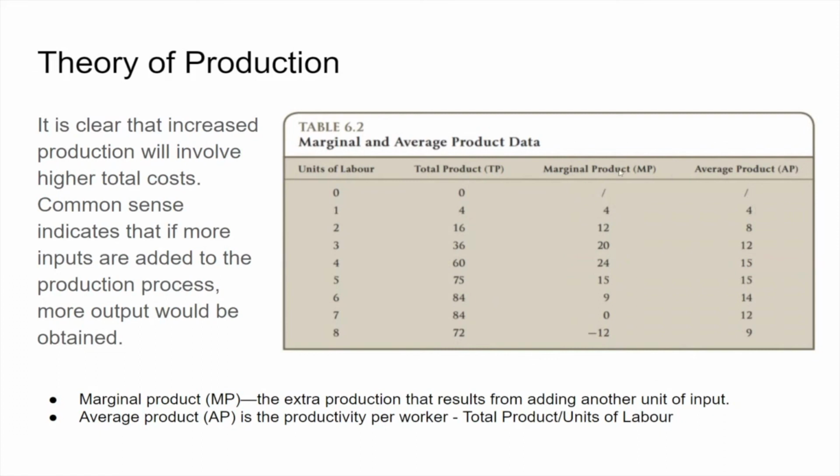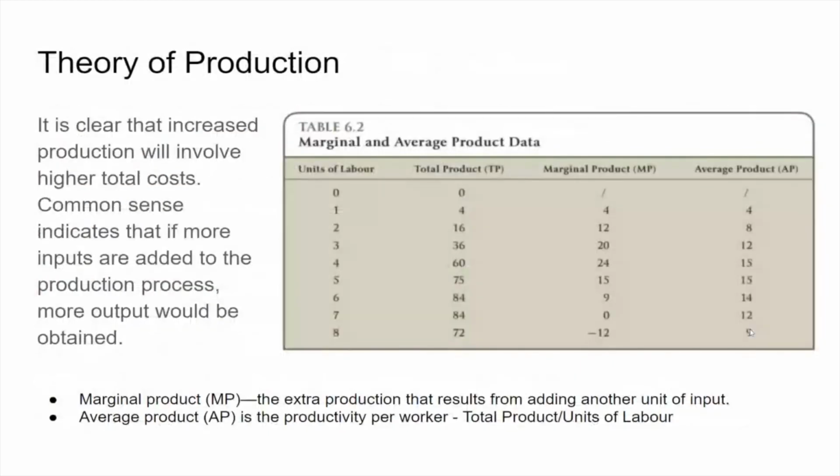We also can calculate our average product, which is really the total product divided by the output. So here we've got 4 divided by 1, 16 divided by 2, 36 divided by 3, and so on to get you the average. And we'll also notice that a similar thing happens to the average. It goes up, peaks, and comes back down again.